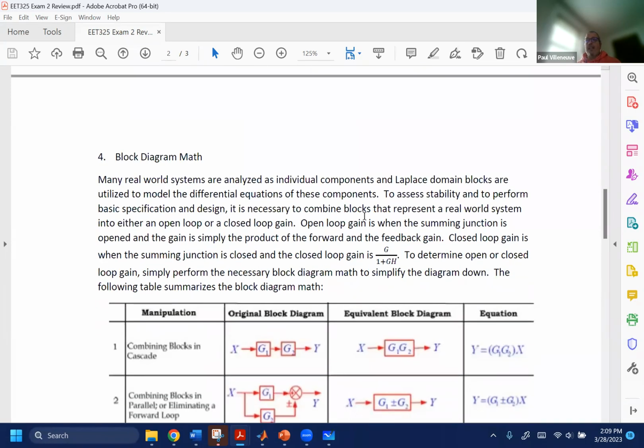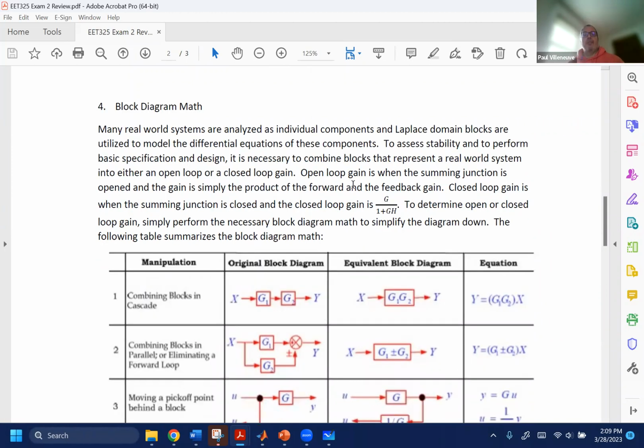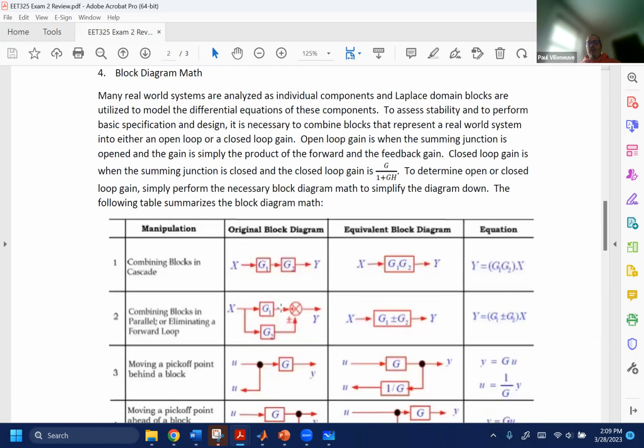Okay, block diagram math. So what we learned is a couple of ways to simplify a system that has been converted into a block diagram. So our block diagram is shown this way. And we want to move things because we want to combine them and simplify our complex block diagram into a much more straightforward form where we have one feed forward gain and perhaps one feedback gain. So we can easily find either the closed loop transfer function or the open loop transfer function.